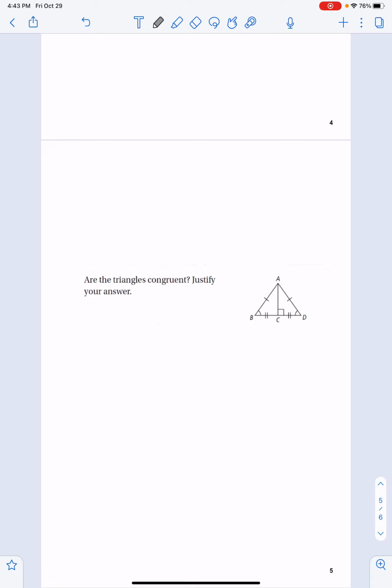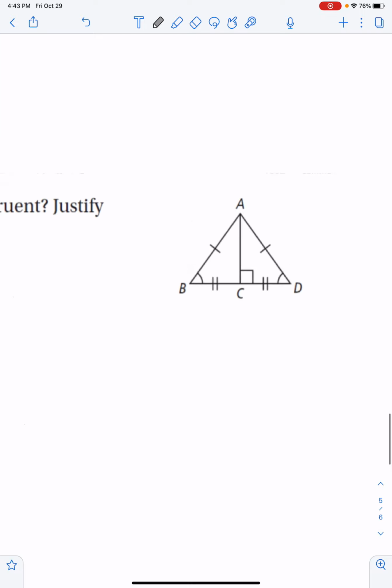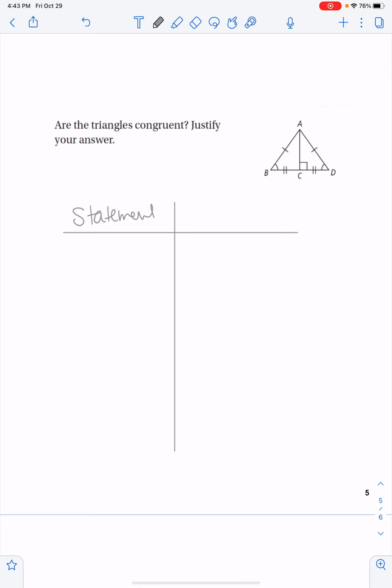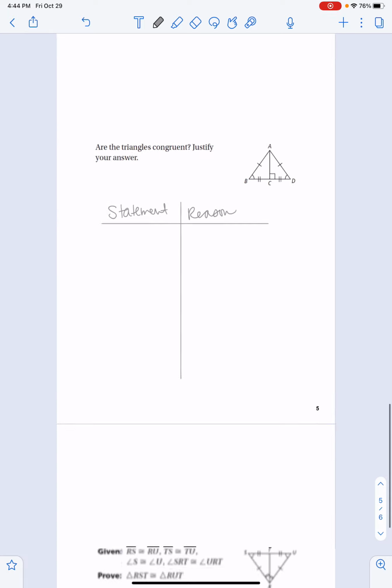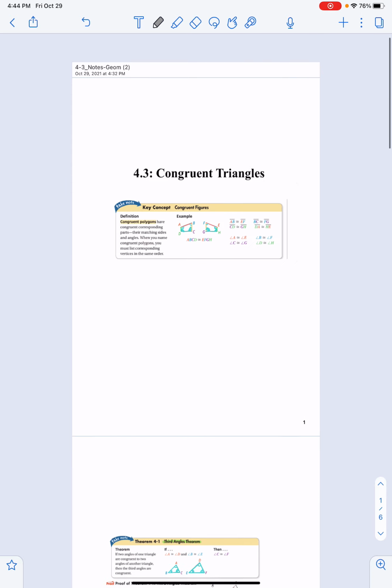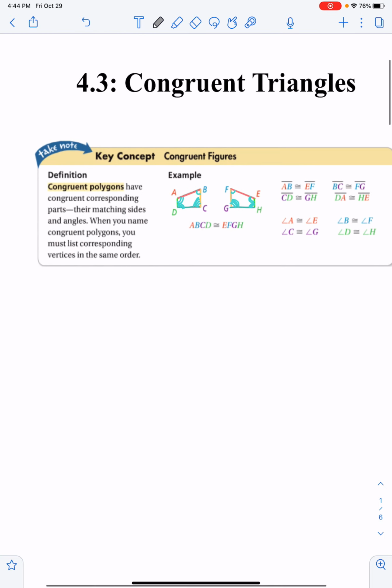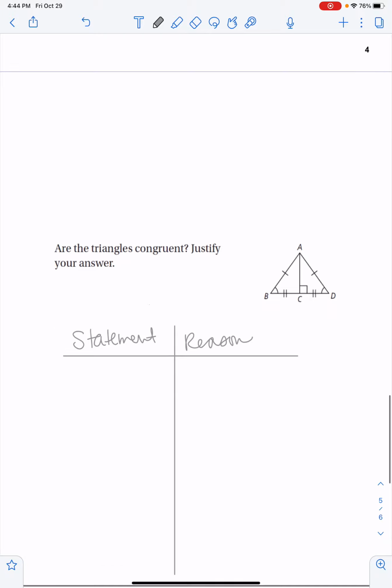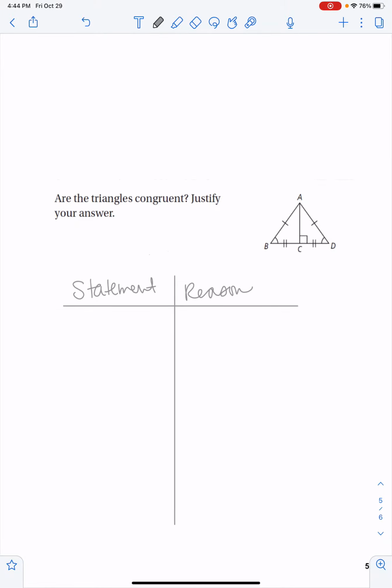So we're going to start a bunch of really in-depth proofs with triangles, and I want to kind of start you guys off. So as always, your fave, right? Statement and reason. And they just want to know, are these triangles congruent? So we saw up here that if they are congruent, they have matching sides and matching angles. So we're going to have to show that all 3 sides and all 3 angles match.